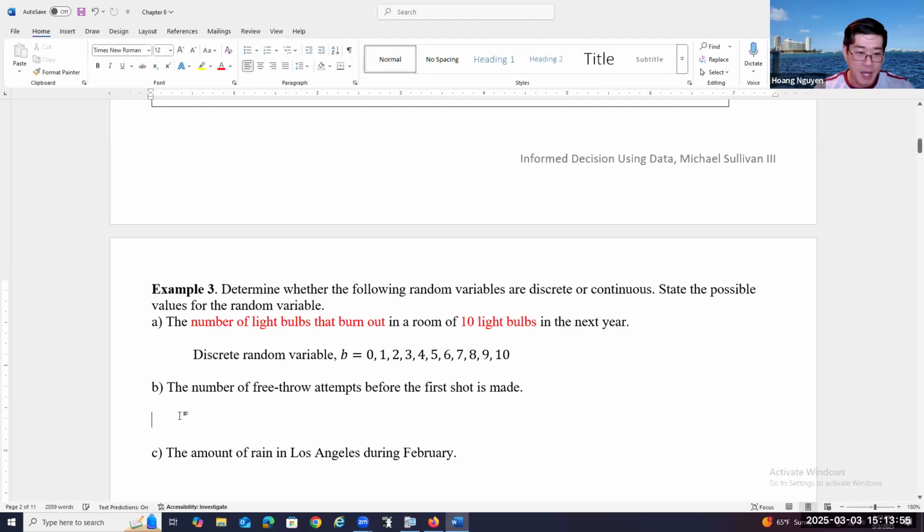Now question B, the number of free throw attempts. So this is the number of free throw attempts.